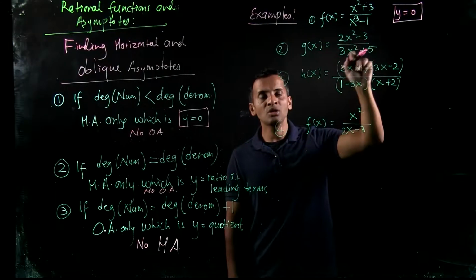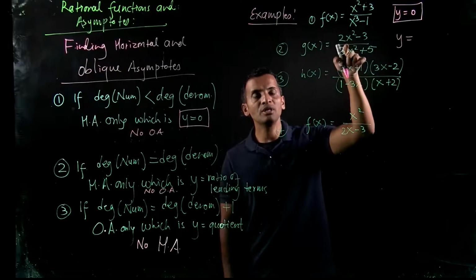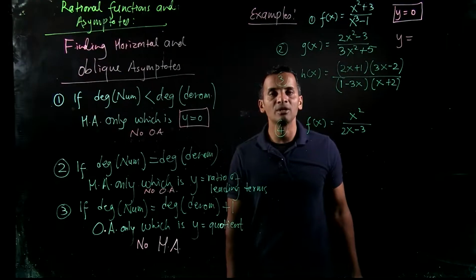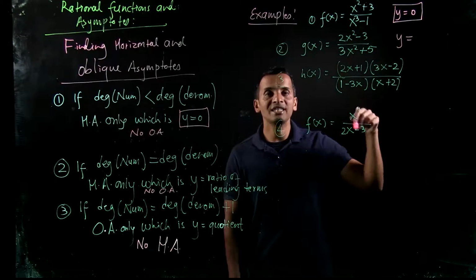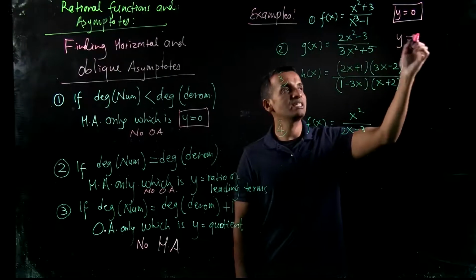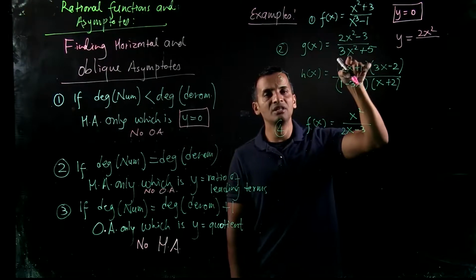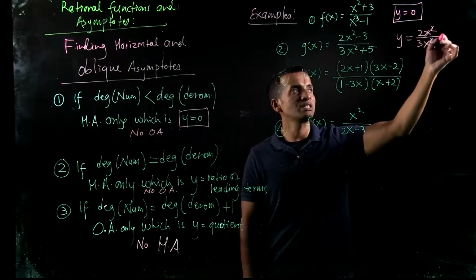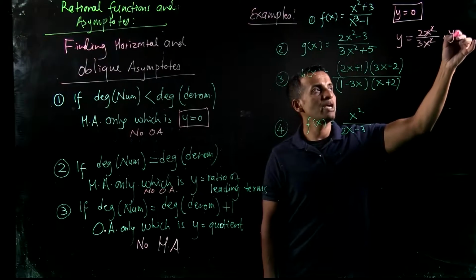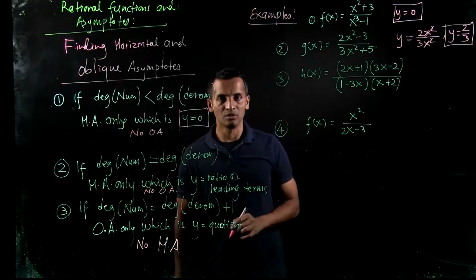So how do we find the horizontal asymptote? You write y equals the ratio of the leading terms. What do we mean by leading term? The leading term is the highest degree term. So here this is the highest degree term, 2x squared, divided by the highest degree term here, 3x squared. You cancel x squared and x squared, so what do you get? You get y equals 2/3. So this is the horizontal asymptote.